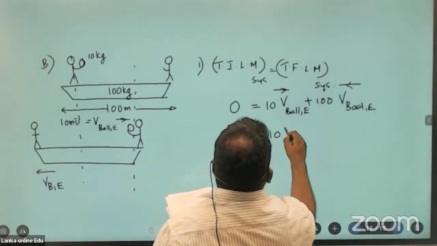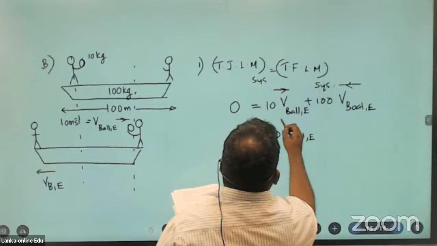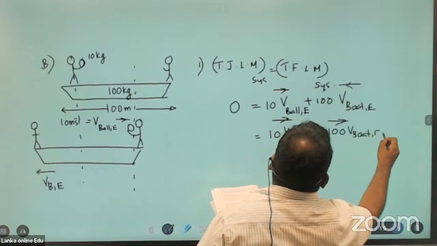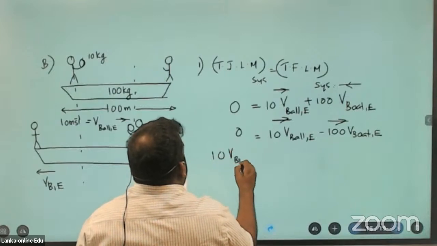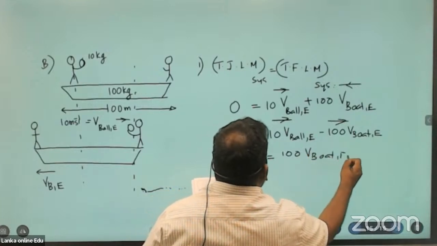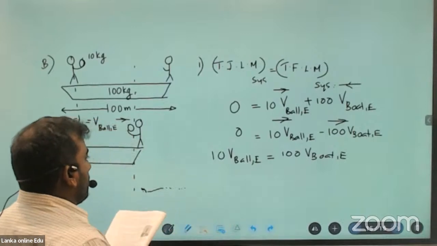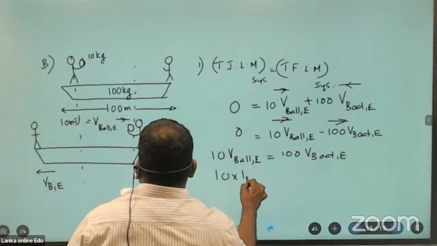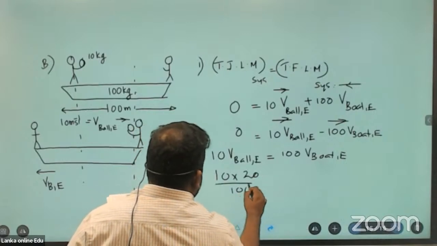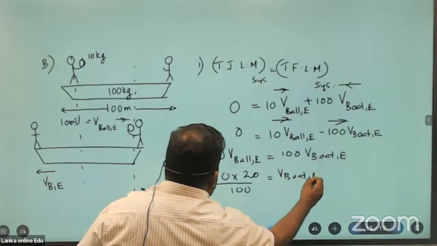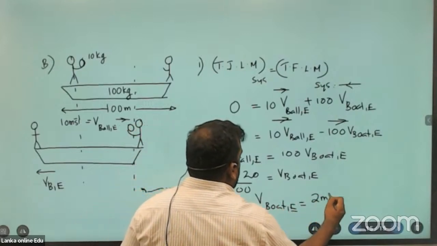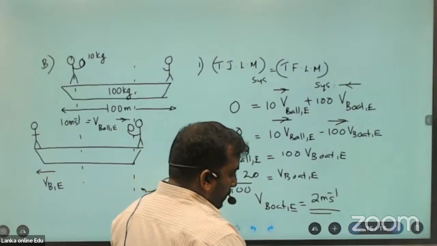Simplify it, bring all vectors in the same direction. Ball with respect to Earth, change the direction. 100 boat with respect to Earth. Now we can solve this. 10 ball with respect to Earth equals 100 boat with respect to Earth. What are they asking? So ball with respect to Earth is 20. Boat with respect to Earth you can find. Velocity of boat with respect to Earth, 200 divided by 100 is 2 meters per second.